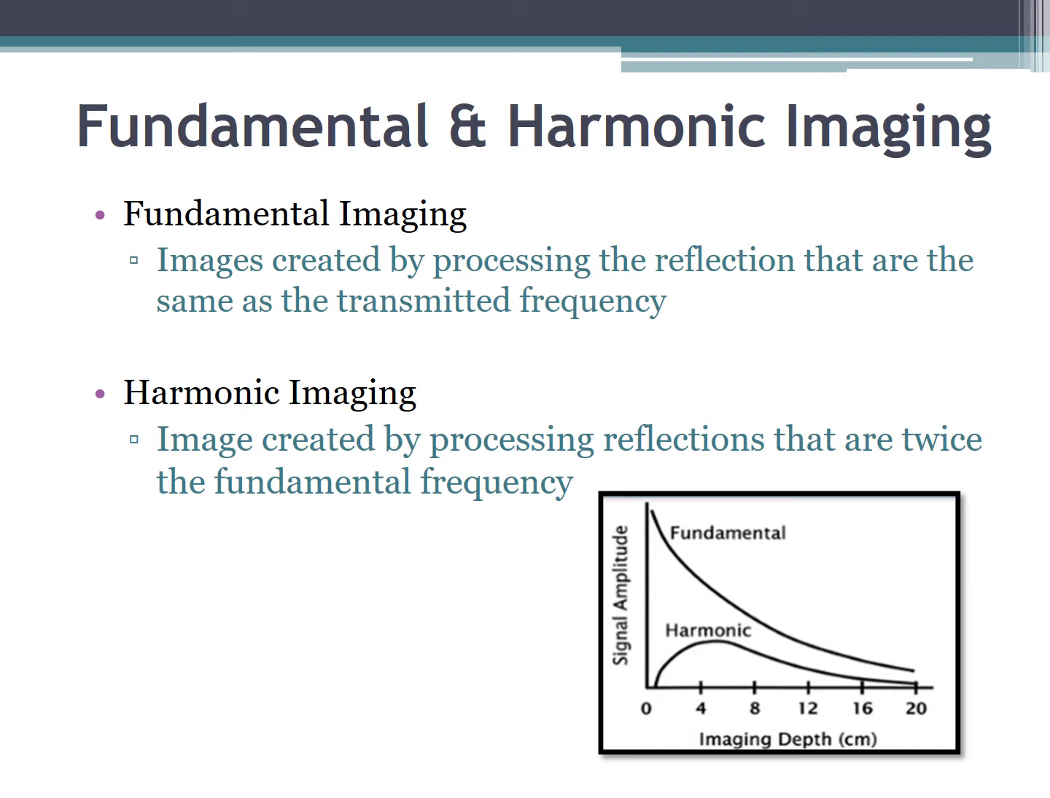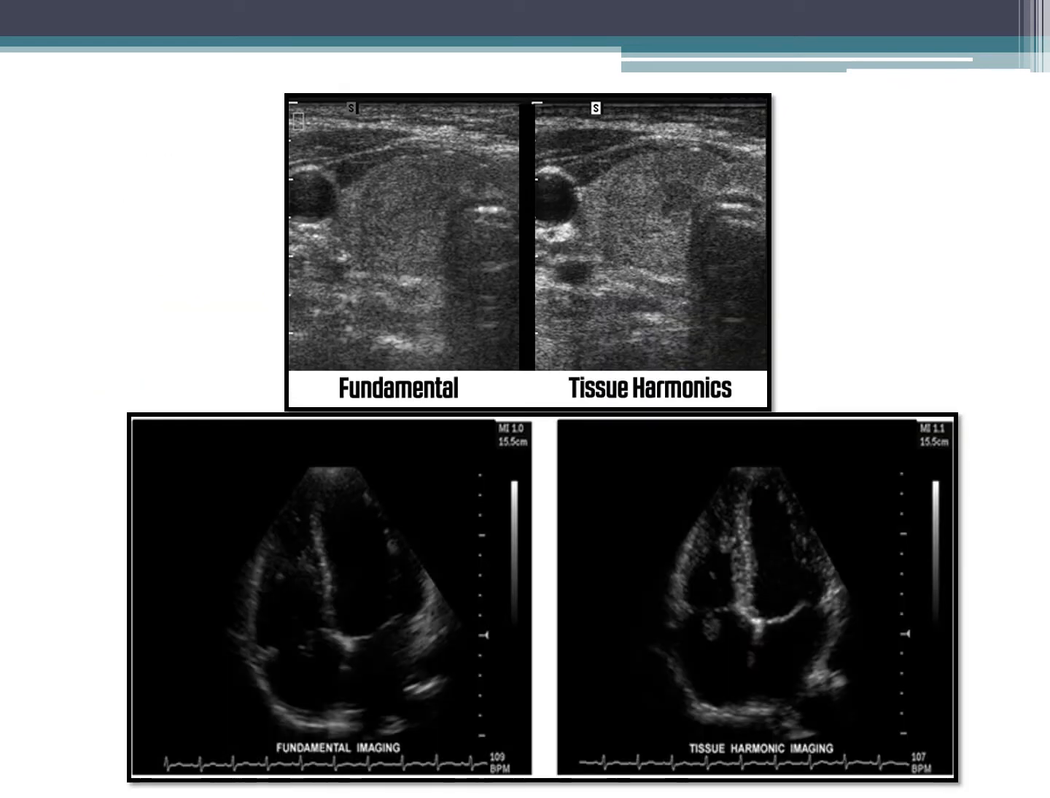So at that point, the machine can listen for frequencies that are coming back at twice the frequency of our fundamental imaging. Our first example on top here is a thyroid, and on the left we are using fundamental imaging, and on the right we are starting to use tissue harmonics. We can see that the borders get a little bit crisper, everything cleans up, we're reducing that background scattering of sound and really getting nice information back from the thyroid.